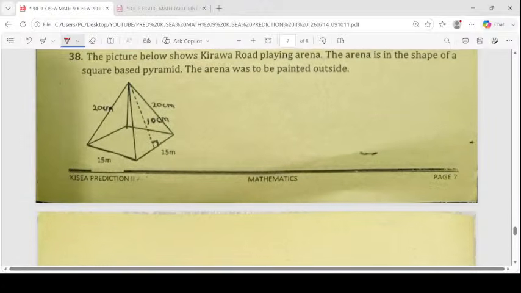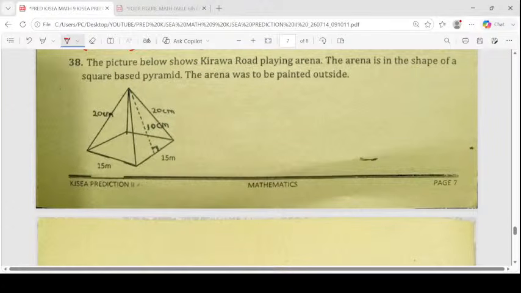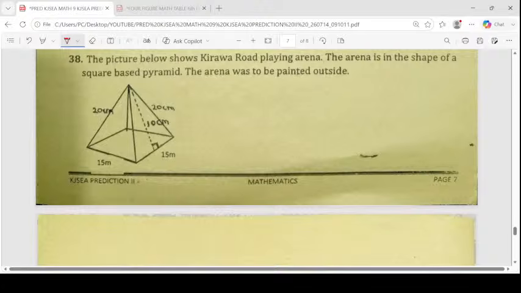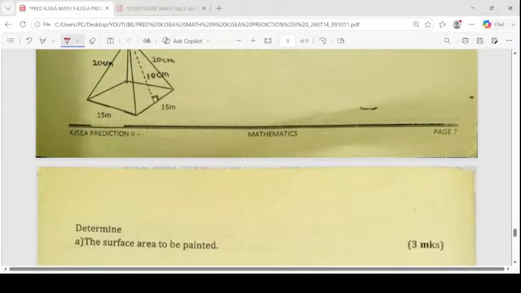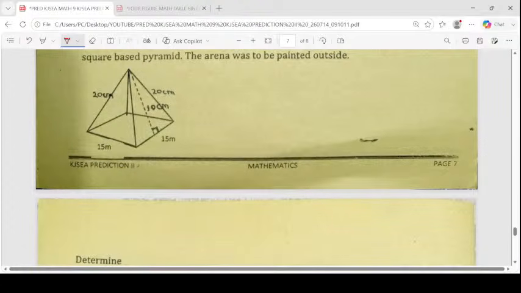So in other words, this is a road. I want us to be very, very smart in how we reason towards this particular question. And understanding what is needed of you as a learner is very, very important. Let us have a look at it. We are being asked to determine the surface area to be painted. To determine the surface area to be painted, we have this triangle.